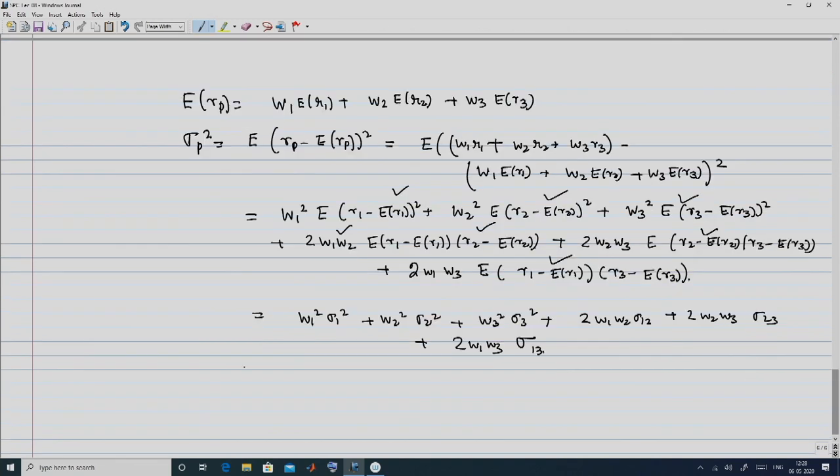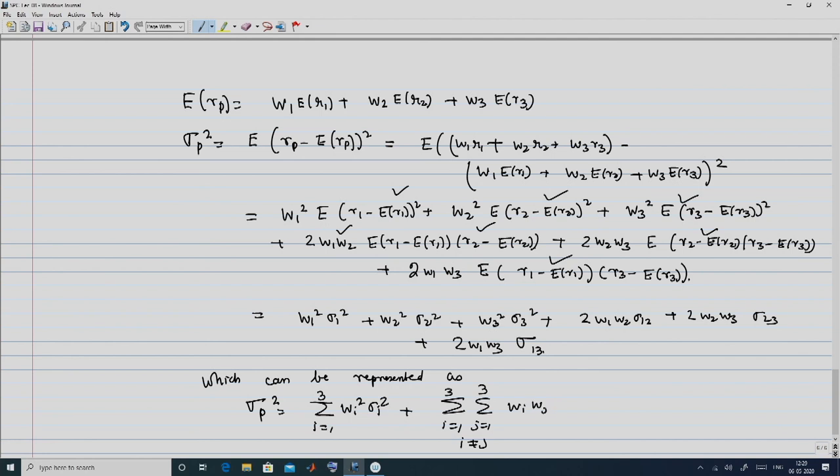All right. So, which can be represented as sigma p square is summation W I square sigma I square, I equal to 1 to 3, plus double summation I equal to 1 to 3, J equal to 1 to 3, I not equal to J, W I W J into sigma I J.